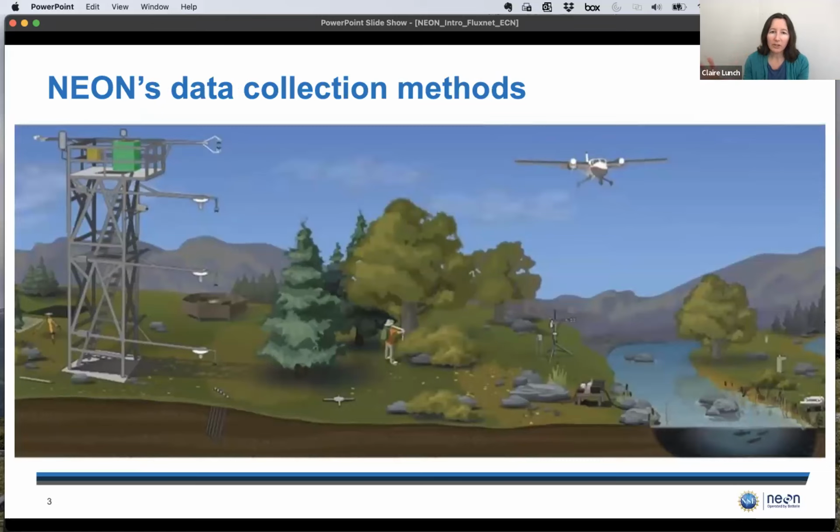So this figure is an imagined NEON site if every possible NEON measurement were happening in one place at one time. It is extremely not to scale, but you can see there's a tower, there's a stream with some instrumentation in it. We've got a person making some direct measurements, and we've got a plane flying overhead.